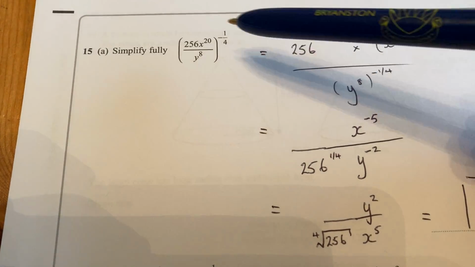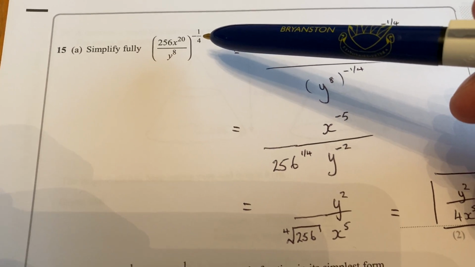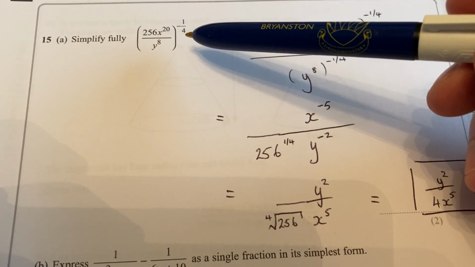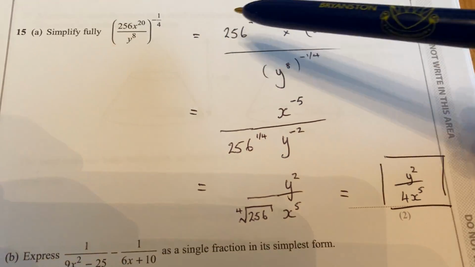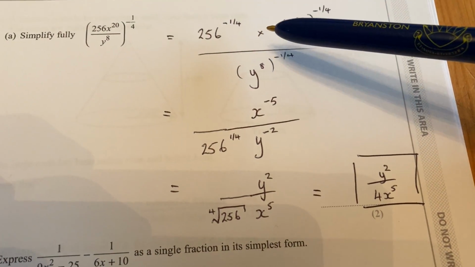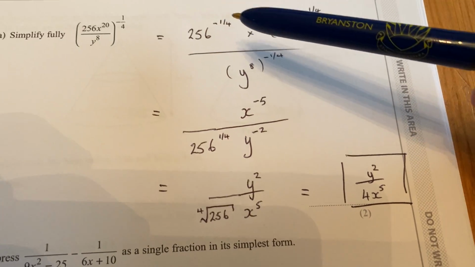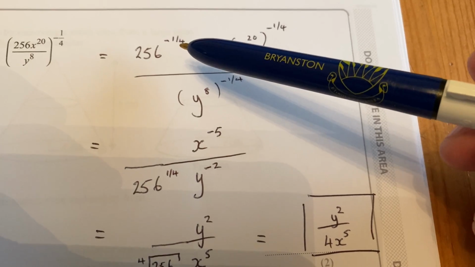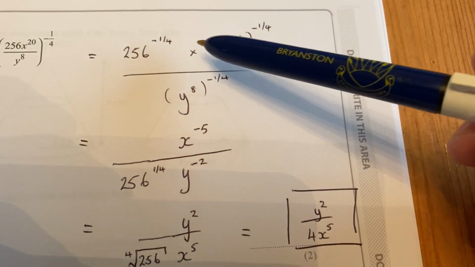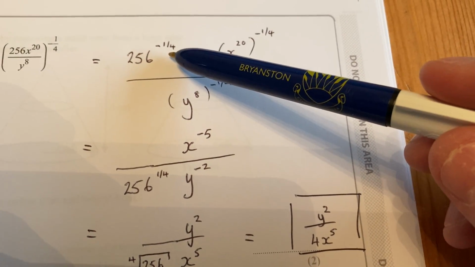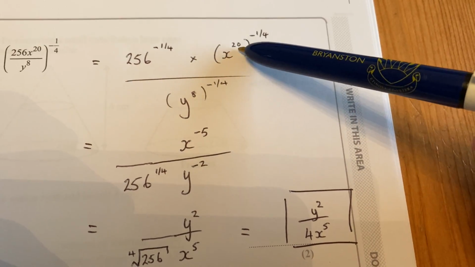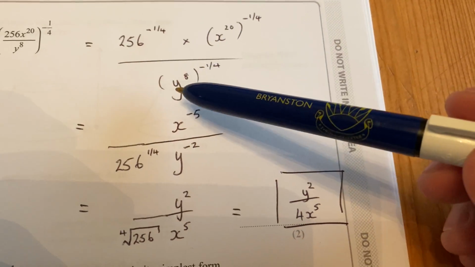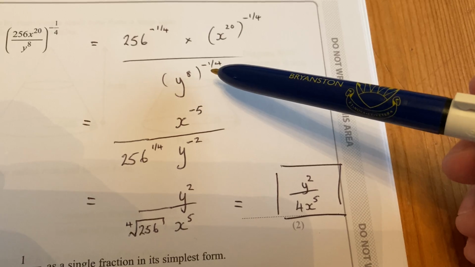Okay, question 15. 256 times x squared divided by y to the 8, all to the power minus a quarter. Now, because there's only timesing and dividing inside that bracket, that means that the power of minus a quarter is done to each of the terms inside the bracket. So 256 to the minus a quarter times x to the 20 to the minus a quarter divided by y to the 8 to the minus a quarter.